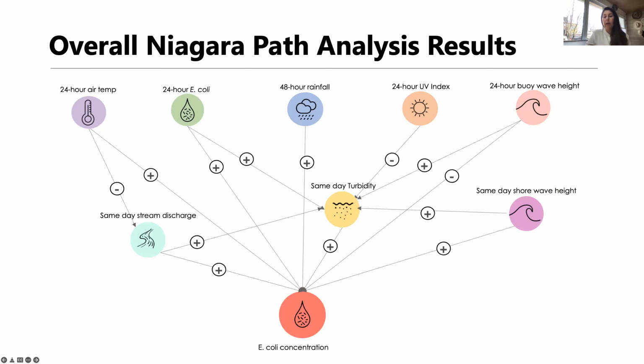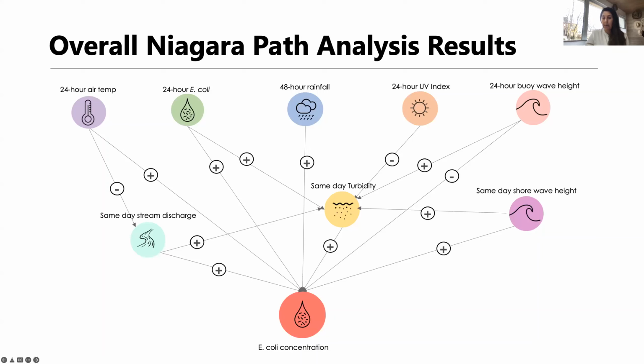Rainfall acting on its own had a positive association with E. coli, but surprisingly did not have statistically significant associations through other variables as I expected. We expected it would have an effect on stream discharge or turbidity, but in the Niagara region, we did not find that. UV index had a negative effect on turbidity, and we have two different wave heights that were collected in Niagara. We have the ones that are offshore in the buoys, very, very far offshore. And then we have those that are collected right on the shoreline, close to where people are swimming. So this is the same day shore wave height. The shore wave height, right on the shoreline, close to where people step into the water, had a positive association with E. coli concentration.